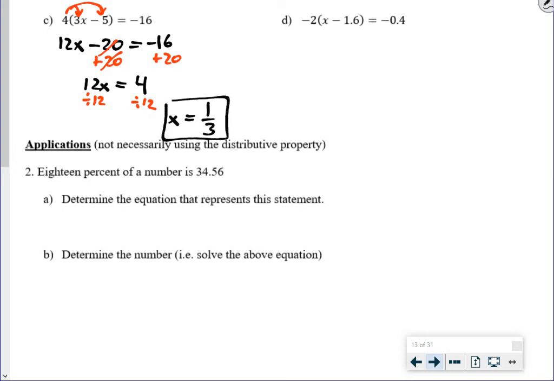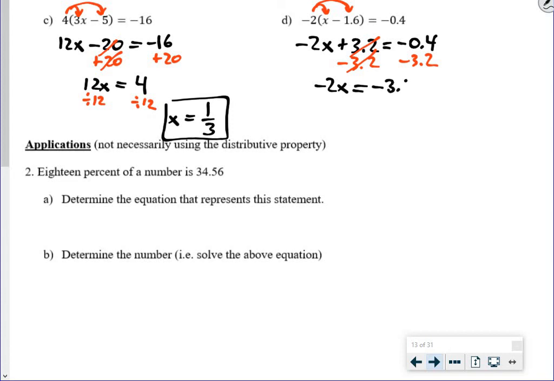So x is 1/3. Okay, next one, negative 2 needs to distribute, so I have negative 2 lots of x minus 1.6, which would be negative 2x plus 3.2 equals negative 0.4. I need to work to get x on its own, so subtract 3.2 from both sides. 3.2 minus itself is 0. And I have negative 2x equals negative 3.6.